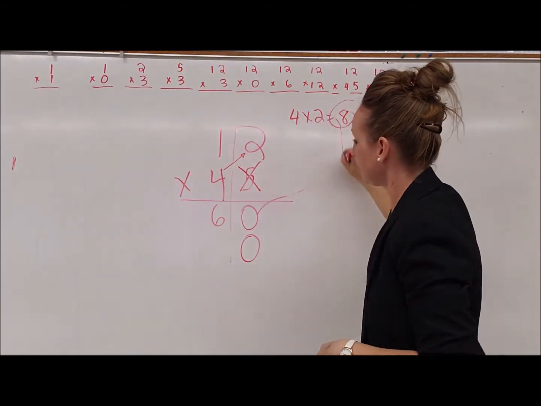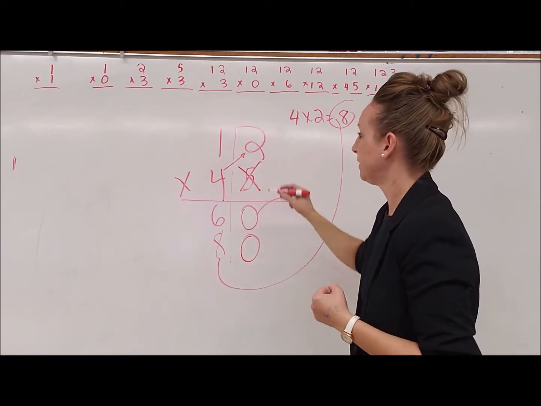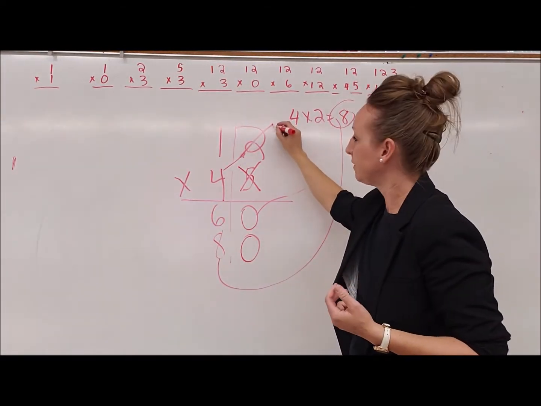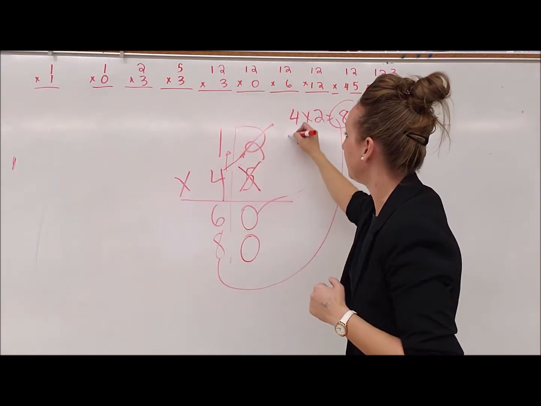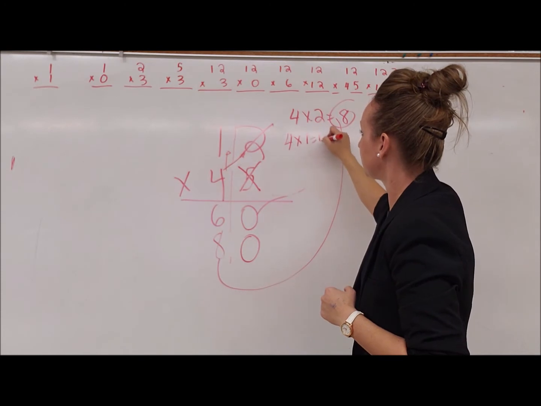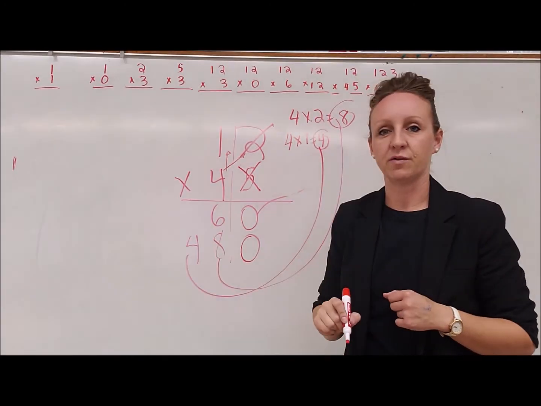So I'm going to take my 8 and put it right beneath the number that I was just multiplying. Now I'm finished with that 2 again. And now I can multiply the very next number on the left, which is 1. So now I'm going to go 4 times 1. The answer is 4. I'm going to take my 4 and put it right over here.